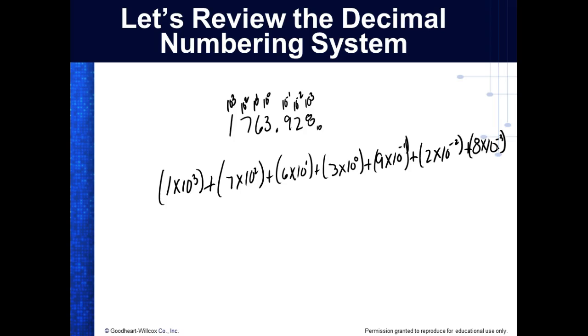We're okay. Everybody okay so far? People still writing? This is called positional notation right here.